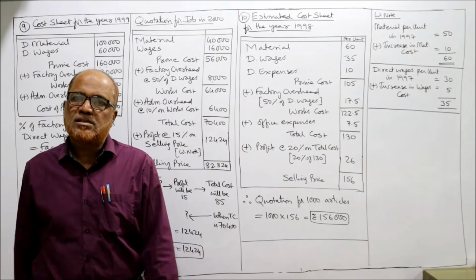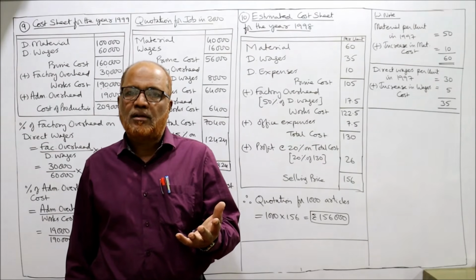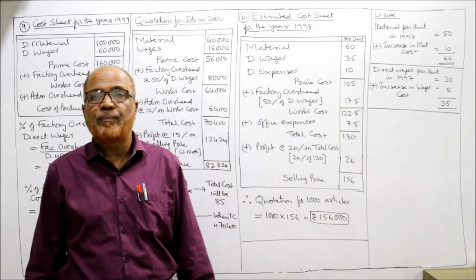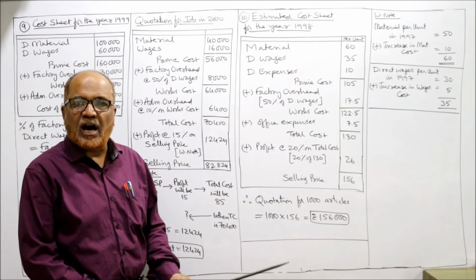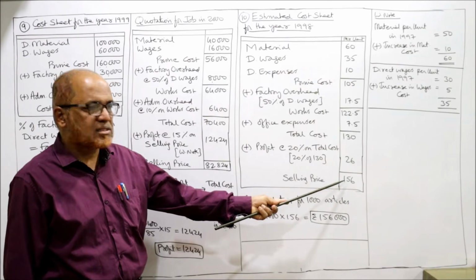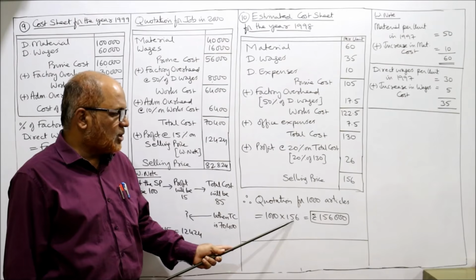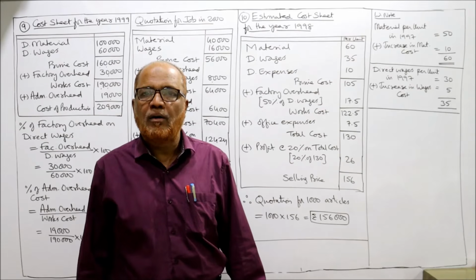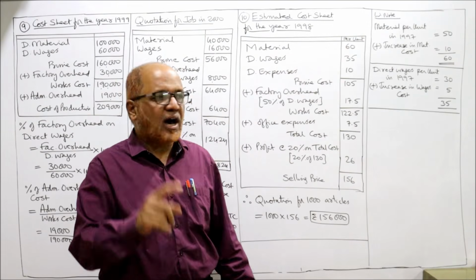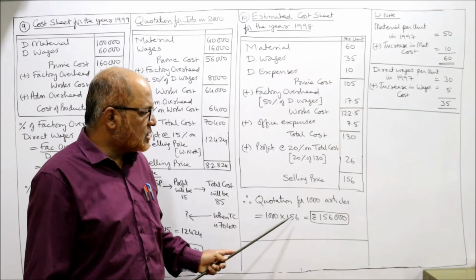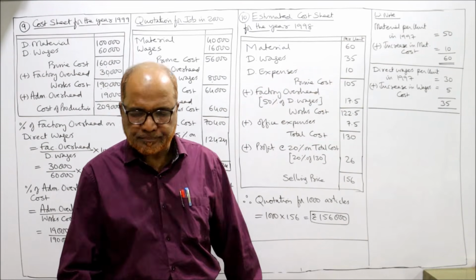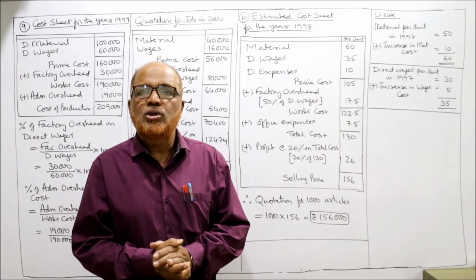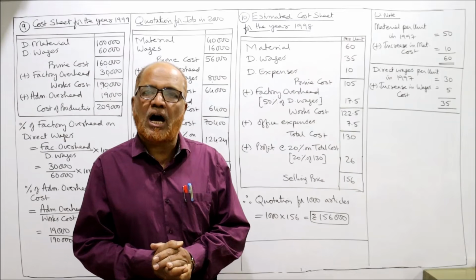Quotation for 1000 articles. Actually, the manufacturer got the quotation tender for 1000 units. It has to give the quotation for 1000 articles. So for one article, what is the selling price? 156. For 1000, how much? So 1000 into 156, 1,56,000 is the quotation for making 1000 articles. For one article, 156. For 1000 article, 1,56,000. That's it. So this is the end of problem number 10, and also this is the end of short problems on unit and output costing.